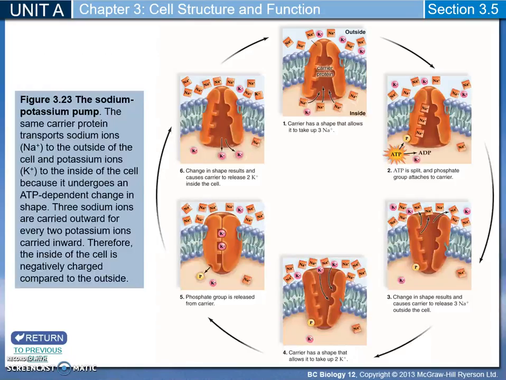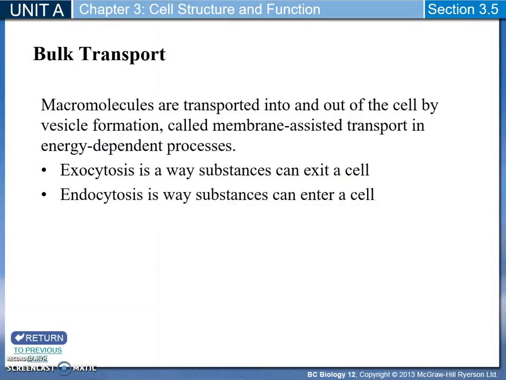So here you can see the workings of the sodium-potassium pump, and the same carrier protein transports sodium ions to the outside of the cell and potassium ions to the inside of the cell because it undergoes an ATP-dependent change in shape. So 3 sodium ions are carried outward for every 2 potassium ions carried inward. Therefore, the inside of the cell is negatively charged compared to the outside of the cell. So here you can see how that charge is set up by the sodium-potassium pump.